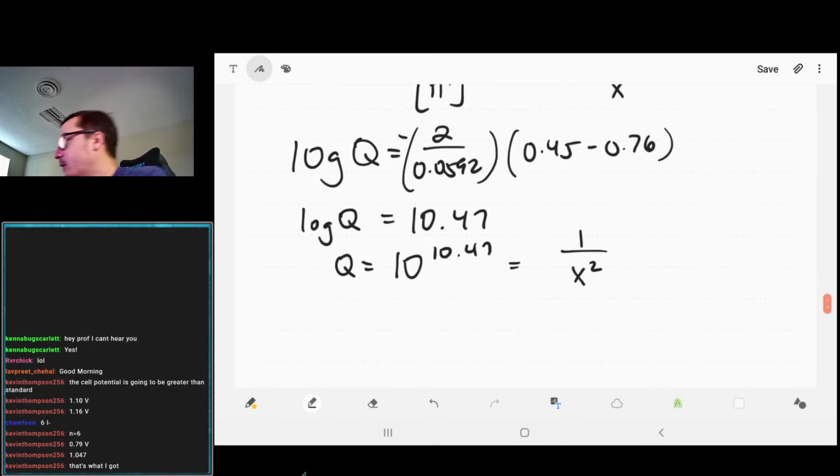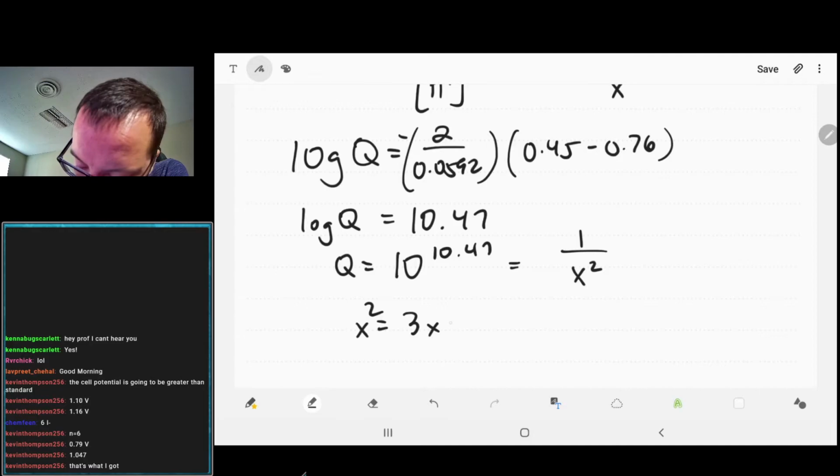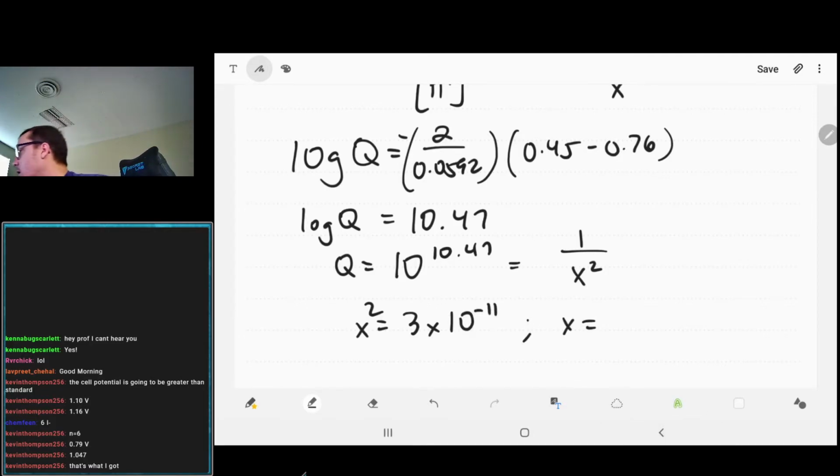So if we solve for x squared, we are going to get x is equal to 3 point. Oh, sorry. X squared will equal 3 times 10 to the negative 11, or x will equal 6 times 10 to the negative 6.